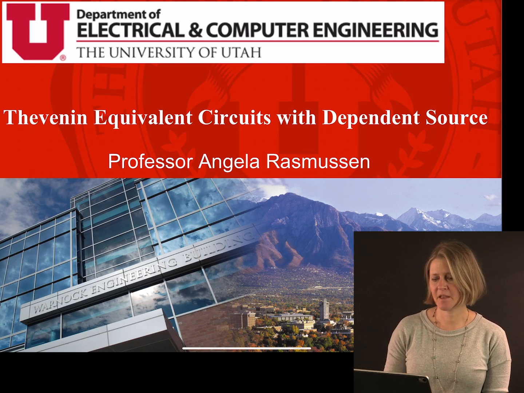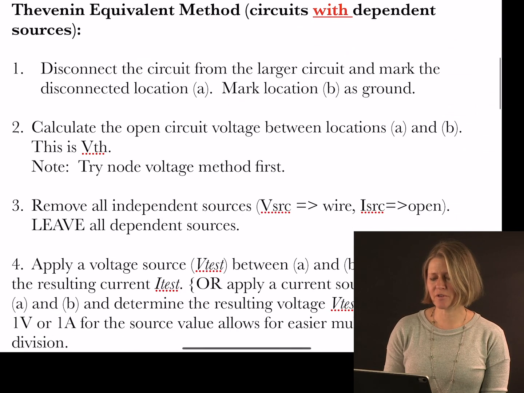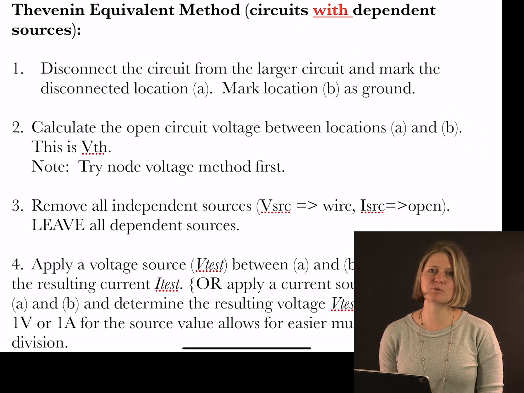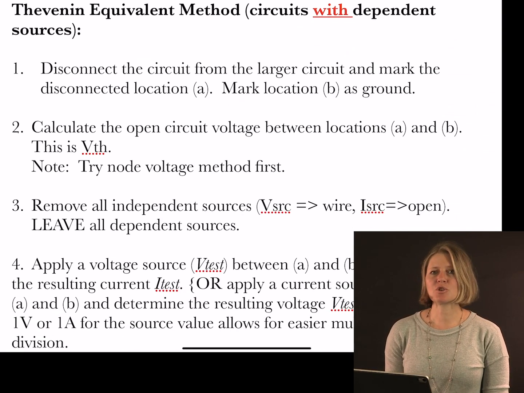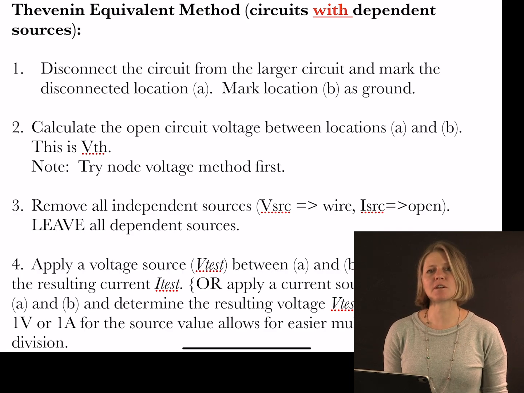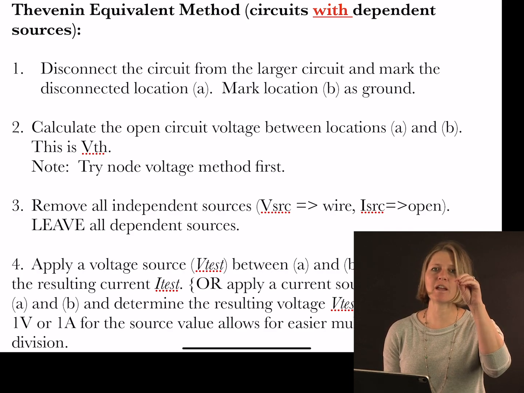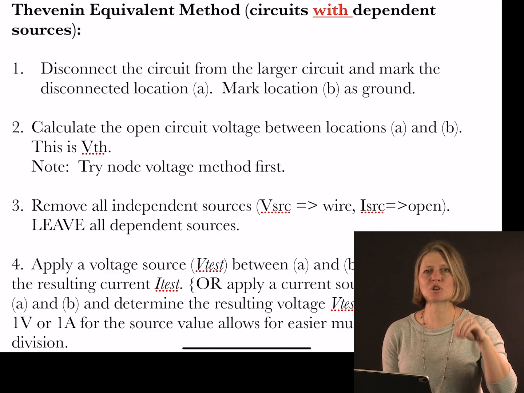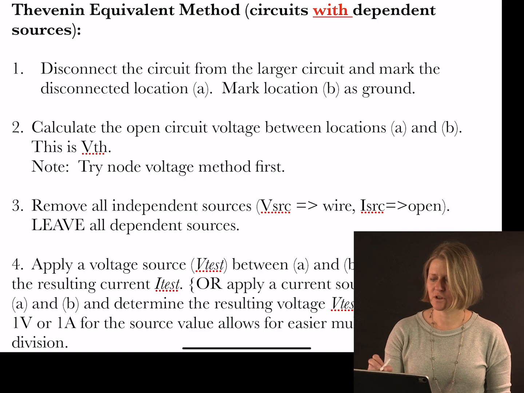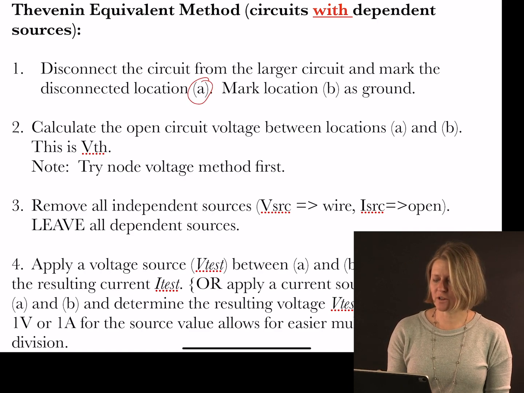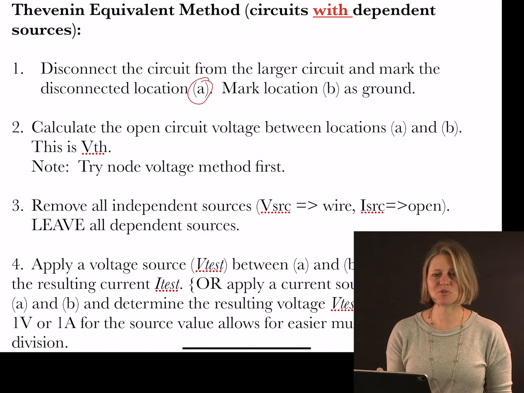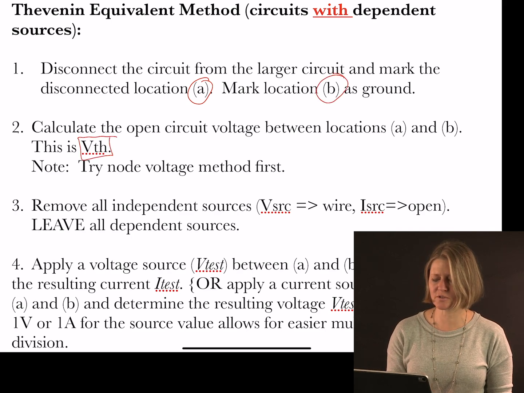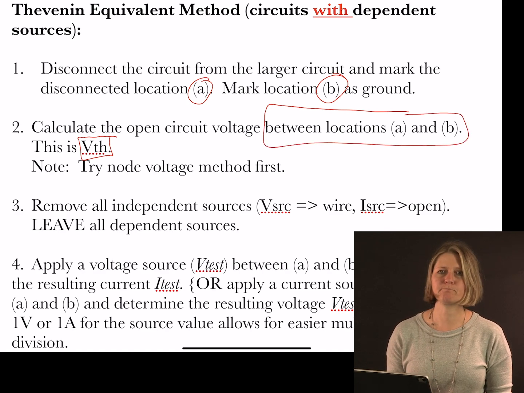So to review the Thevenin equivalent method with dependent sources, you're going to again disconnect a circuit and call that location A, wherever you disconnect it. And if it's not obvious where B is, you're going to put B as the ground. So A is wherever you disconnect it from a circuit, and B would be your ground. You're then going to calculate the open circuit voltage between the locations A and B.